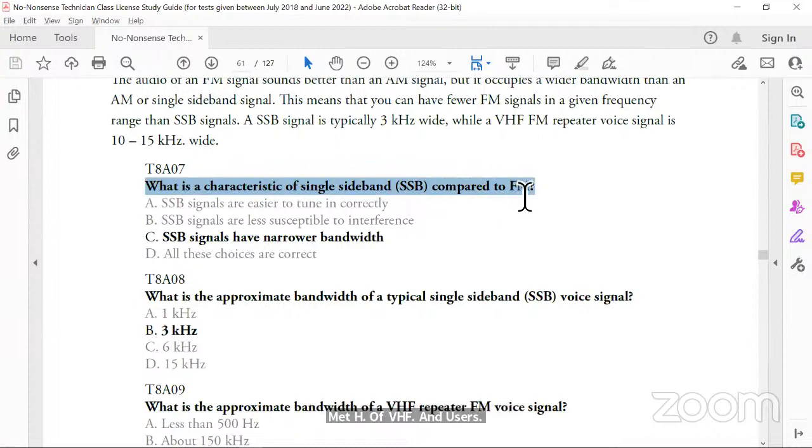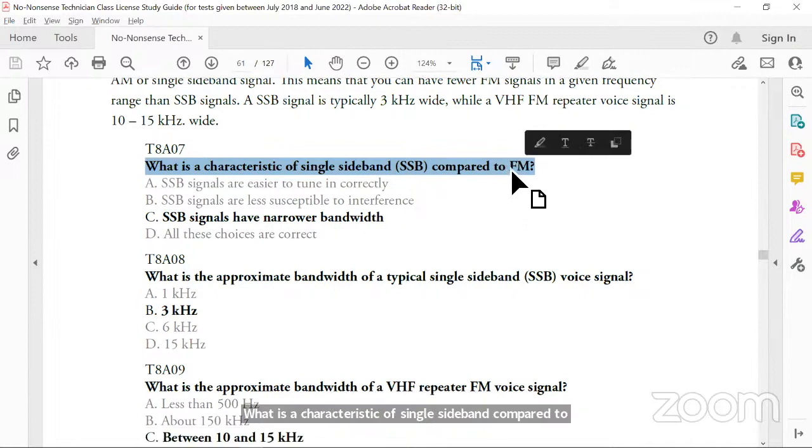What is a characteristic of single sideband compared to FM? We said, well, in terms of the bandwidth, single sideband signals have a lower bandwidth than FM, and that's the answer.